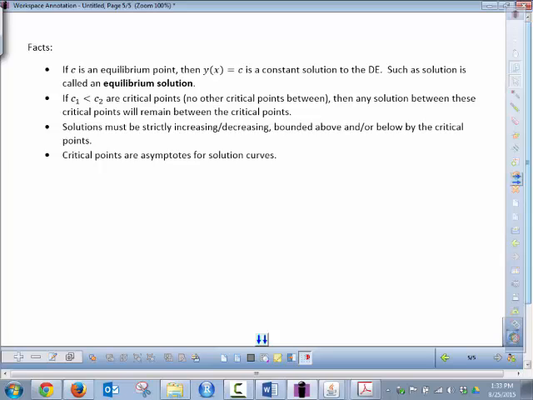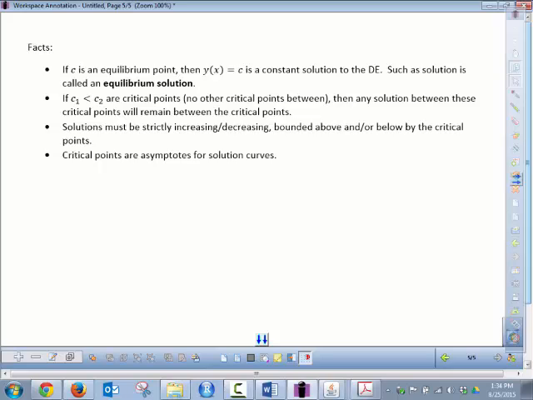So again, we'll take a look at more examples where if you're trying to find particular solutions to a differential equation, you're not going to go from one phase of the critical point and out of another critical point to another phase, whatever that means. Solutions must be strictly increasing or decreasing. So you can't have something that goes up and then goes down later in time, because it has to always increase or it has to always decrease. And if it's bounded above by an equilibrium point, it's increasing, then that's going to end up being an asymptote. Critical points are asymptotes for solution curves.